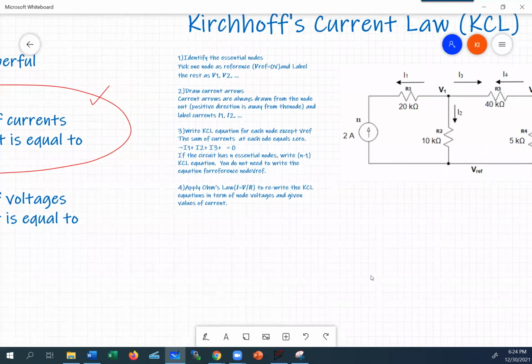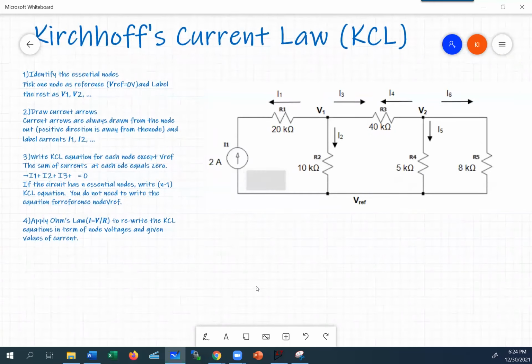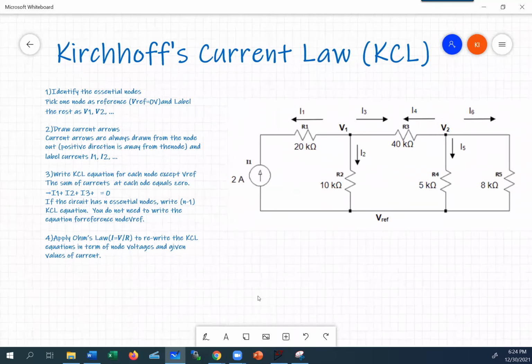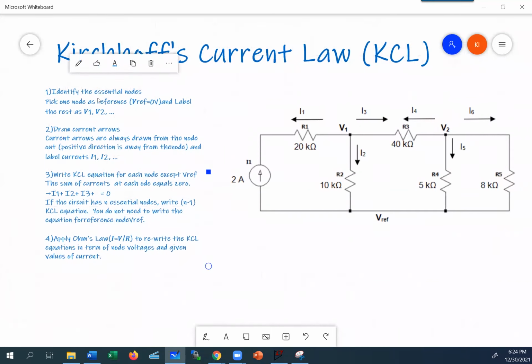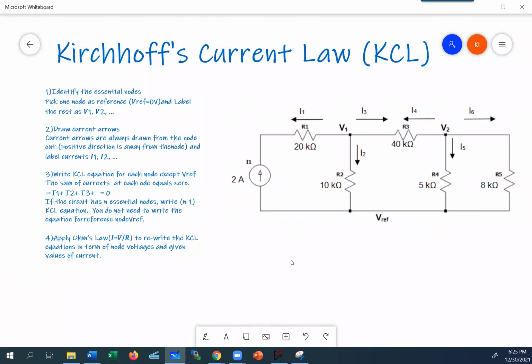So Kirchhoff's current law basically has 4 steps. And once we get good at it, we can more or less get rid of step 2 altogether. But for now, let's have it in our 4 steps: step 1, step 2, step 3. And let's walk through it for this circuit. This is a nice circuit for us to walk through it, okay?